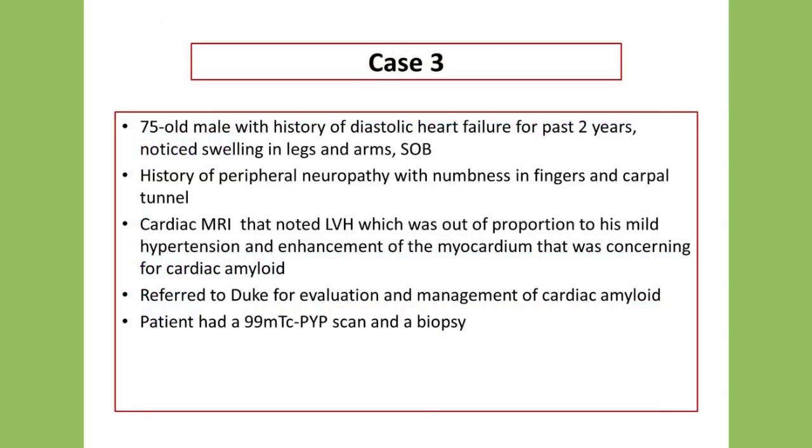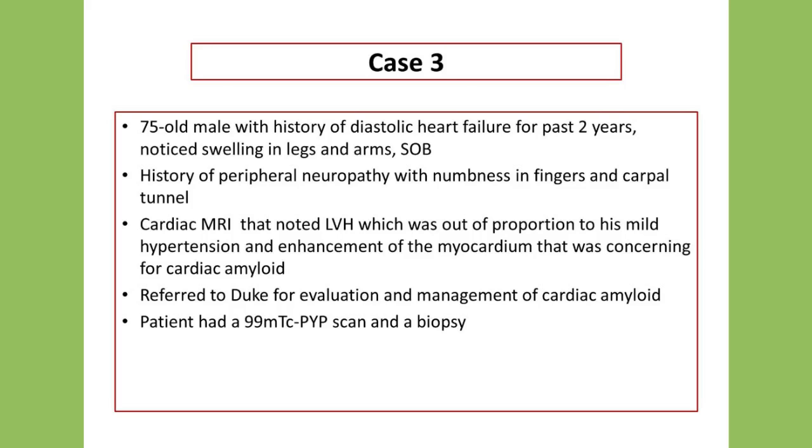And case number 3 is a 75-year-old male with a history of diastolic heart failure for the past 2 years, with noted swelling in his legs and arms, and also shortness of breath. The patient did have a history of peripheral neuropathy with numbness in fingers, and also had carpal tunnel. And as we mentioned earlier, the carpal tunnel becomes important because we know that there is also that type of uptake in patients with cardiac amyloidosis. So understanding the whole picture.